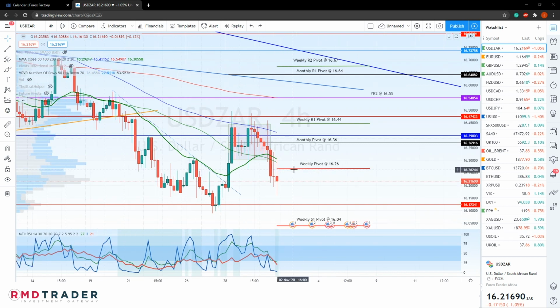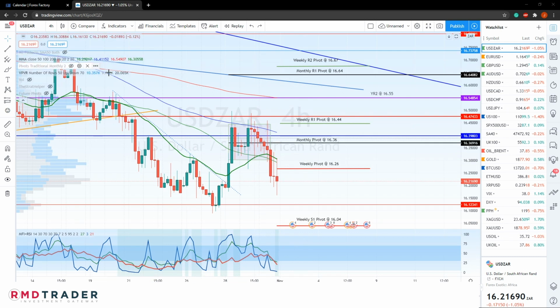However, it's worth noting that the areas of immediate resistance would be at the weekly pivot at 16.26, as well as the monthly pivot at 16.36. So should price move back into these areas, we will have to keep a close eye on price action to see whether it's going to reject from these areas or break through them.